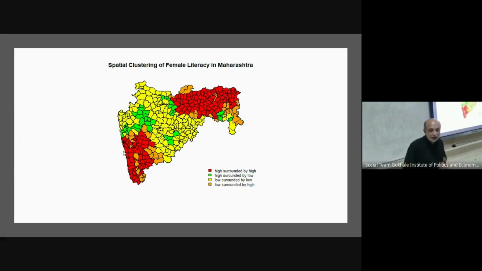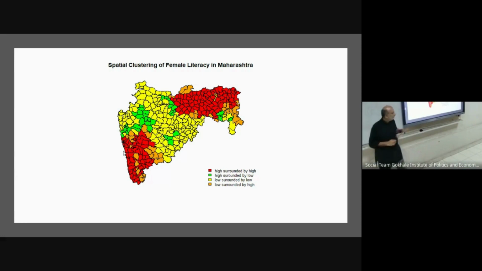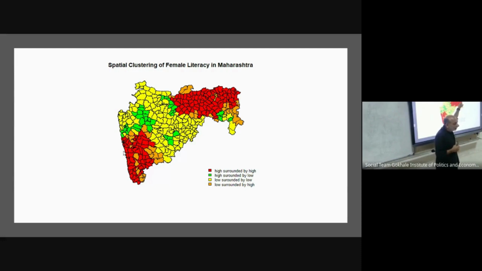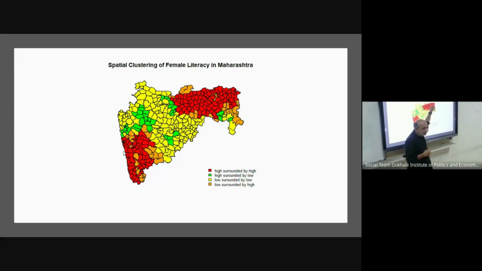Where is female literacy clustered in Maharashtra? This belt, and this, because there was a specific program run by the government in the first decade of 2000, where there was a special drive for female literacy. But otherwise, you see special clustering of female literacy in Maharashtra as well.